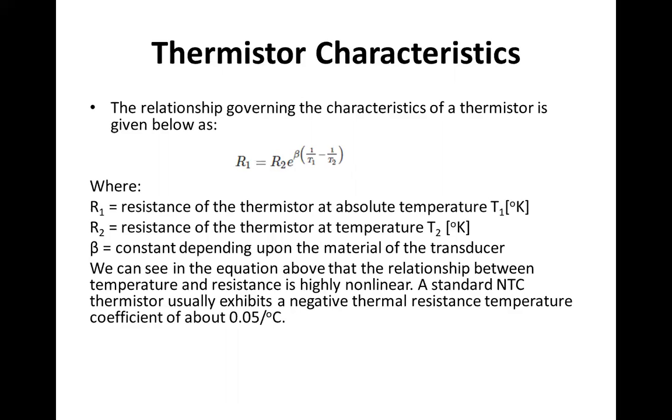A standard NTC, that is negative temperature coefficient thermistor, usually exhibits a negative thermal resistance temperature coefficient of about 0.05 per degree centigrade. Normally, PTC, that is positive temperature coefficient thermistors, are not of very much use. We normally see the use of NTC thermistors, and for them the temperature coefficient you can find out from this equation.